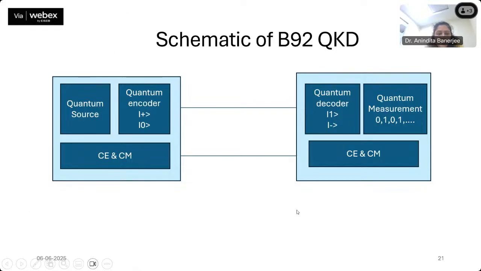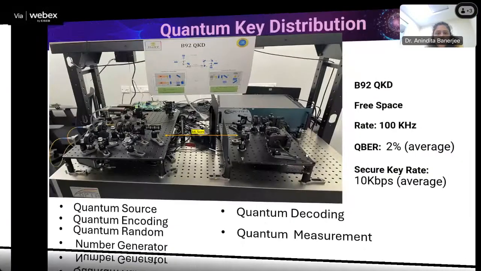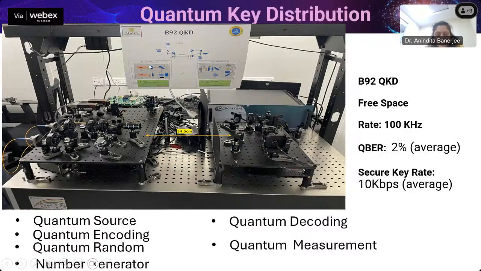And again, you can see in the transmitter, you have a quantum source generator, a quantum encoder, a compute engine and a communication module, because there is a lot of classical communication happening between them. So this is a quantum channel and this is a classical channel. Now, this is how the B92 setup looks.